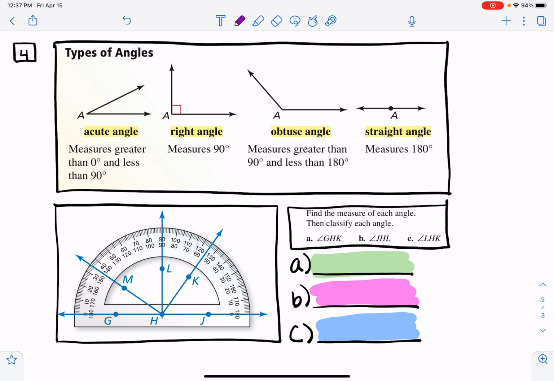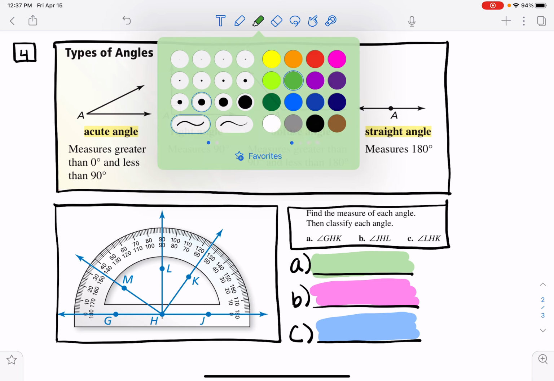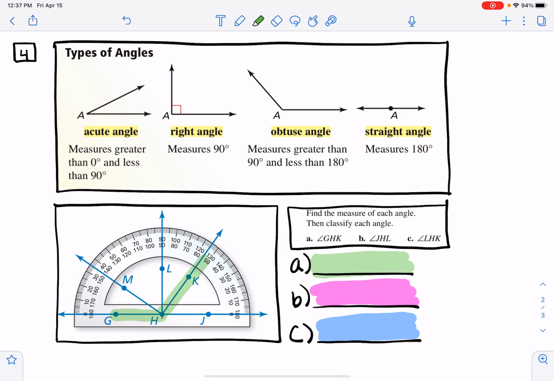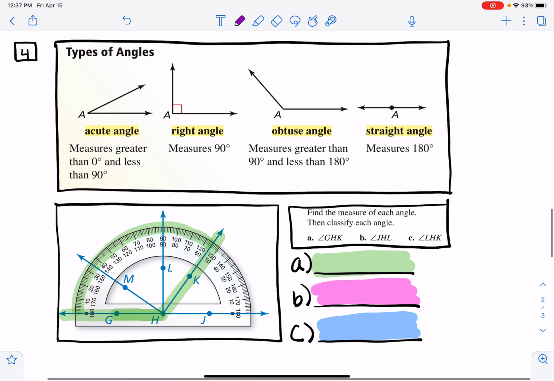So finding the measure of angle GHK. So let me highlight that for you in green. Okay, so we want GH and then K. Okay, so the first thing it wants us to do is actually measure that angle. So how far have we gone? If we go all the way around from here all the way to stopping right there, looks like that would be the top number of 125 degrees. So in purple here, this would be 125 degrees. And since it's 125 degrees, that means it is going to be obtuse. Okay? All right, that's the first one.